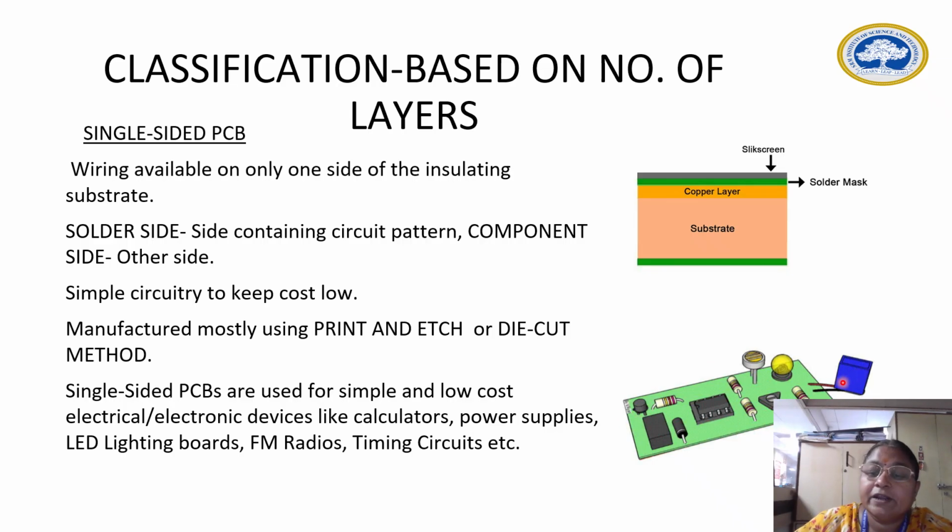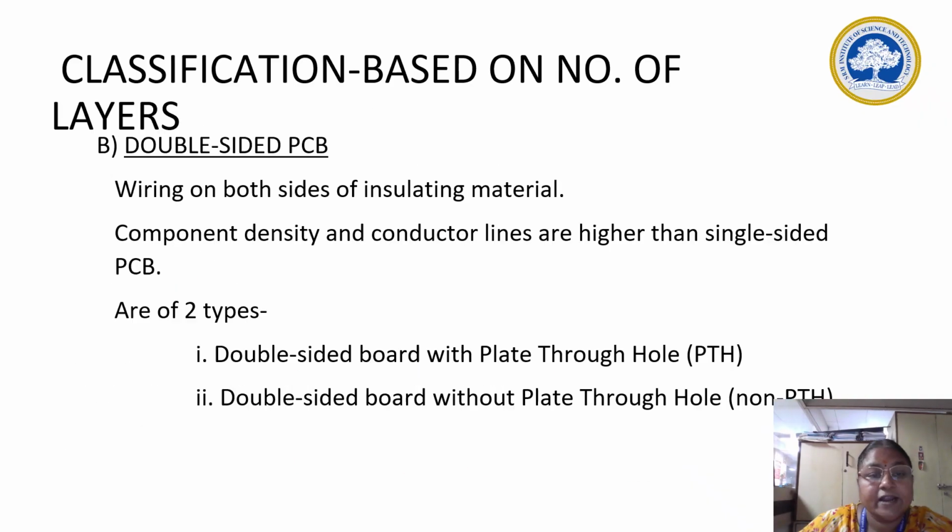The usage of the connectors is that they take the input and output of your board. Simple examples have been projected here: power supply units, LEDs, all types of LEDs, where nowadays we have a lot of LEDs coming in different modules, FM radios, timing circuits, etc. All these are related to the manufacturing process, where we have etching and also die cutting. This is implemented with simple circuitry. So this gives you an idea of single-sided as well as double-sided boards.